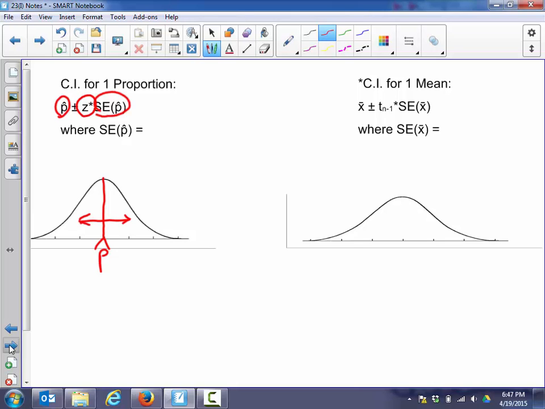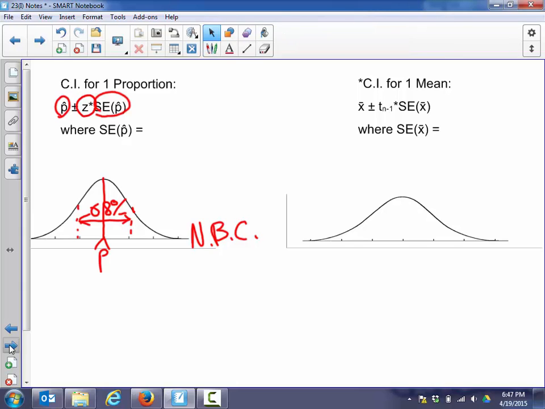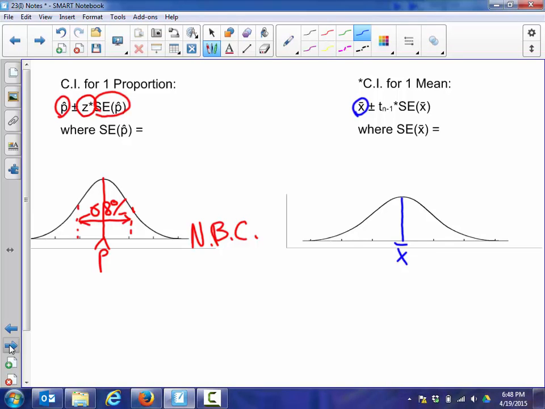All right, so let me write for you real quick. We're going to introduce the confidence interval for one mean by just showing how it's similar to the confidence interval for one proportion. The confidence interval for one proportion is centered on p hat. Okay? Your sample information is in the middle of your confidence interval.